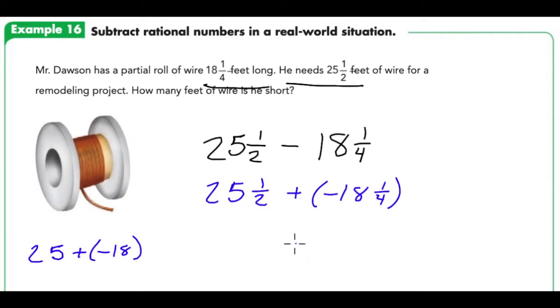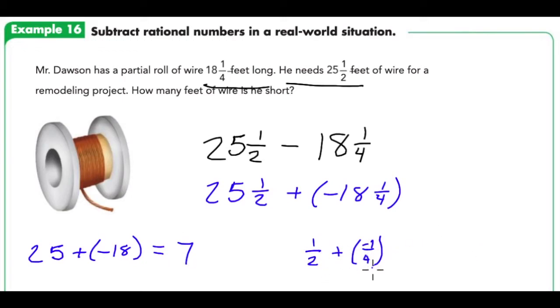And then for my fractions, I have 1/2 plus a negative 1/4. The 25 plus a negative 18, the signs are different, so we're subtracting here. This would leave us with a positive 7.